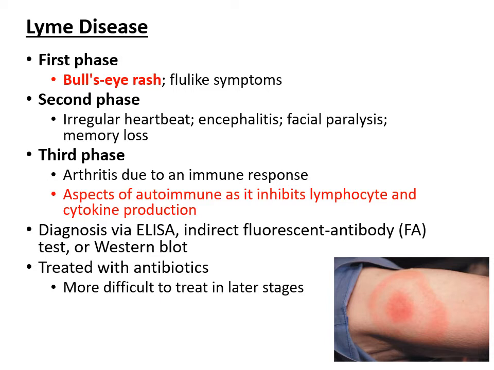First of all, because it ends up going neurological at later phases. So the third phase, you'll start to have neurological issues, even mental dysfunctions, and it will then start to present autoimmune symptoms. A lot of people will mistakenly think that Lyme disease is autoimmune just because they're seeing problems in the immune response. Basically, what happens is it inhibits your lymphocyte and cytokine production. So you're not going to have proper immune function.